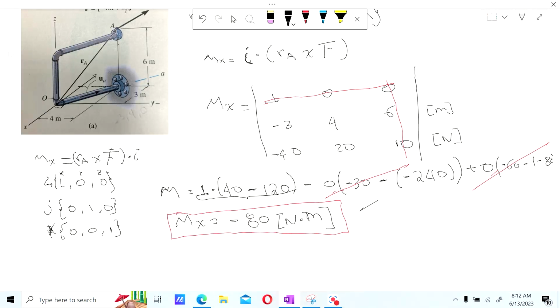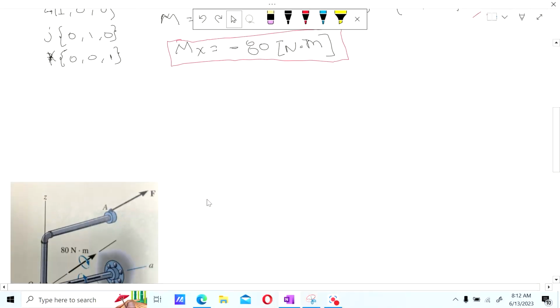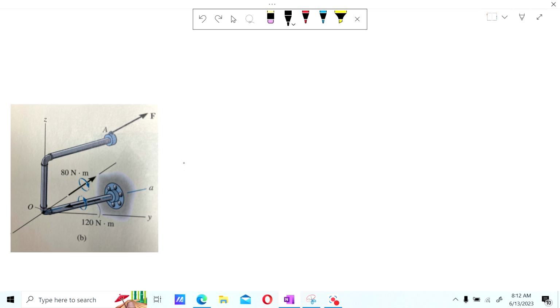Which is what is the moment of this force around x. To find the moment around the axis A, we will have to find lambda A. Okay, let's actually move down here. Okay, so if you notice this is what we're doing. The force is applying a moment, and they're asking us to find it with respect to the axis x and with respect to the axis A.